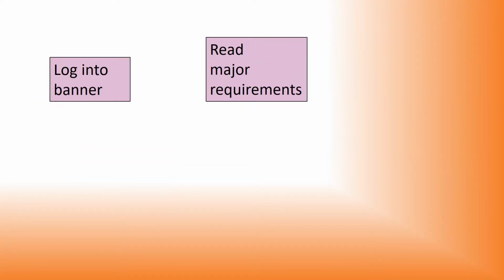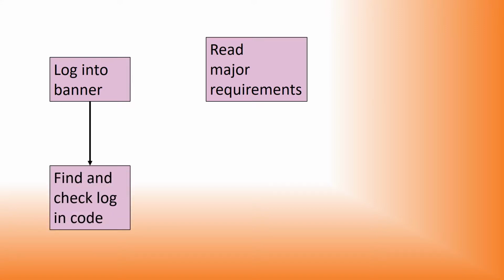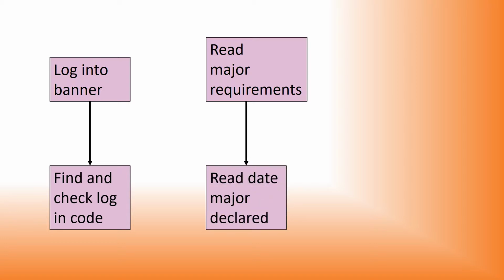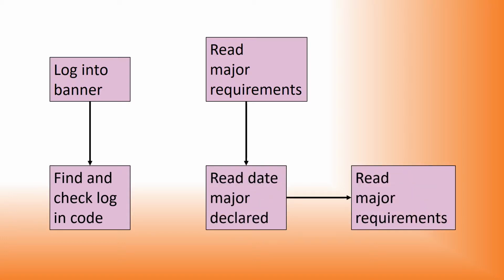Looks like we have two tasks that need to be refined further. Logging into Banner is something the current system already does, so rather than rewrite that, let's just find the existing code and check it. We also have to look closer at getting the required classes for the major. Sarah knows that the requirements for the major change over time, and the student is entitled to use the requirements that were in effect on the date that they declared their major. This means we need to look up the date that the student declared their major and find the appropriate requirements.